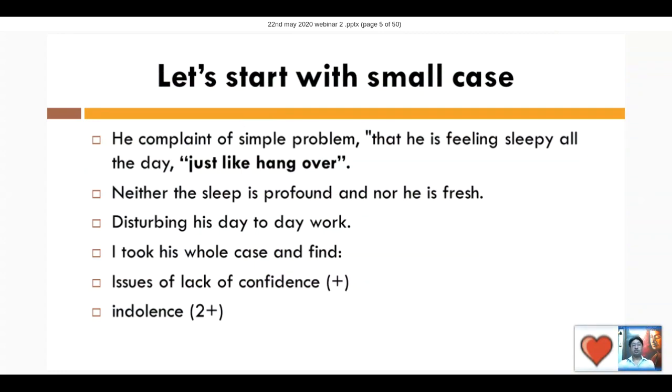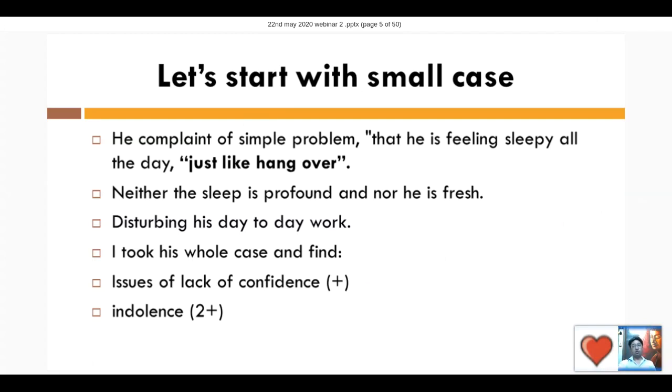So going to the next slide. I'm sharing a very simple case which came to me many years back. He complained of a simple problem: he was feeling sleepy all day, just like a hangover. Not overpowering sleep, not comatose sleep, but just dozing. He felt like a hangover. Neither is the sleep profound, nor does he feel fresh, but it is disturbing his day-to-day activity.